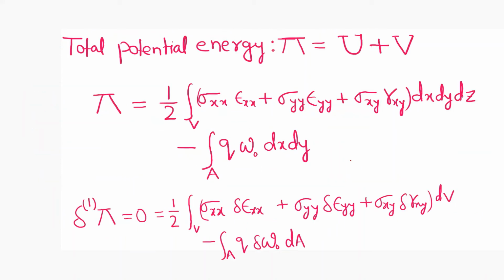Therefore, the total potential energy would be the sum of the strain energy plus the work potential. If we open up sigma ij and epsilon ij, it is half times sigma xx epsilon xx, sigma yy epsilon yy plus sigma xy gamma xy; the contributions of sigma xz, sigma yz and sigma zz would be zero; dx dy dz minus q into w naught dx dy. This is from the work potential. The first variation of the total potential energy must be equal to zero, so that should be half of sigma xx into the first variation of epsilon xx plus sigma yy first variation of epsilon yy plus sigma xy first variation of gamma xy, volume integral, minus q into first variation of w naught.